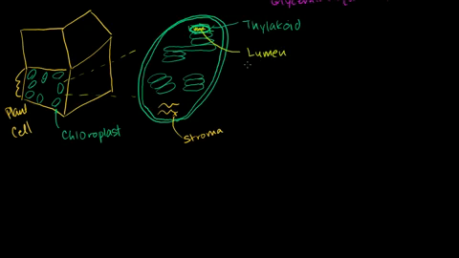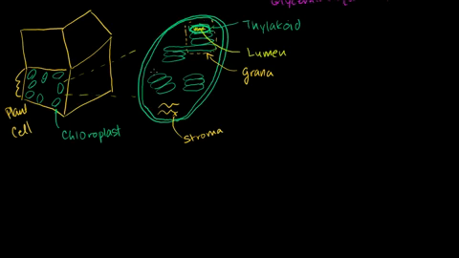Lumen. And just to get all of our terminology out of the way, a stack of several thylakoids, just like that, is called a grana. That's a stack of thylakoids. That is a grana. And this is an organelle.